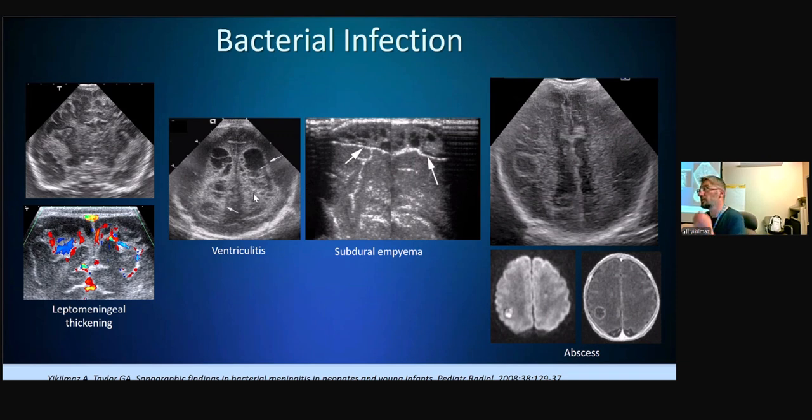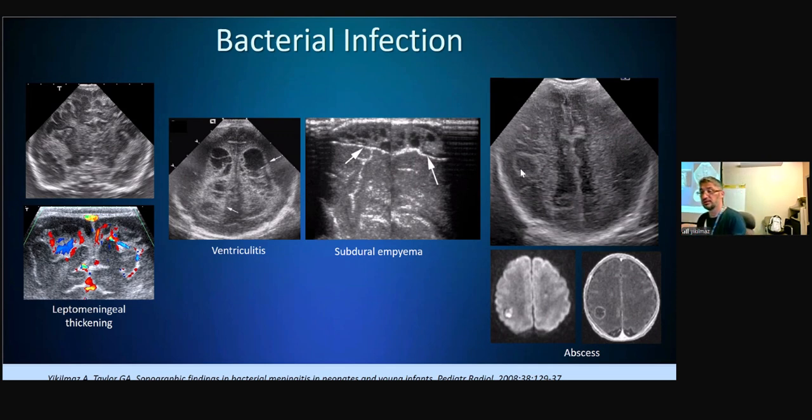We can see ventriculitis with debris within the ventricles associated with dilatation and thickening of the wall, thickening and echogenicity of the wall. And you can have a subdural empyema, which is a true emergency. Here, an extra-axial complex fluid collection.